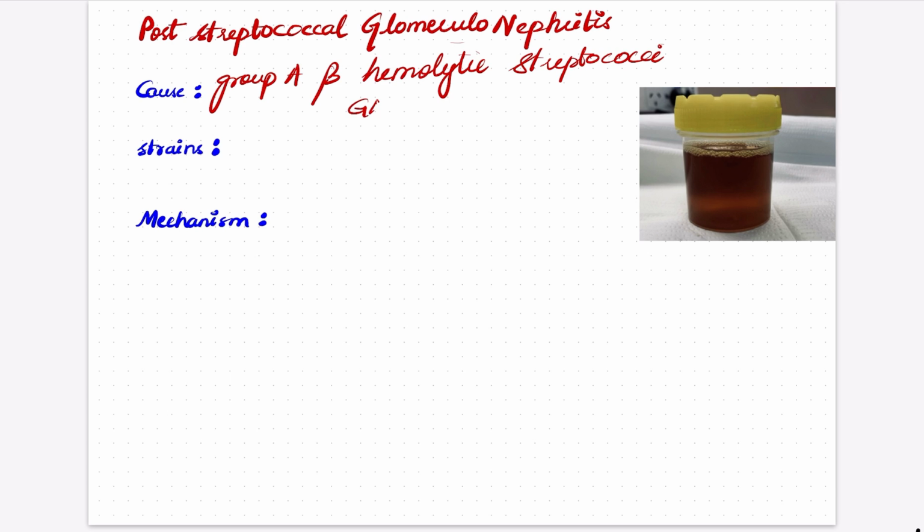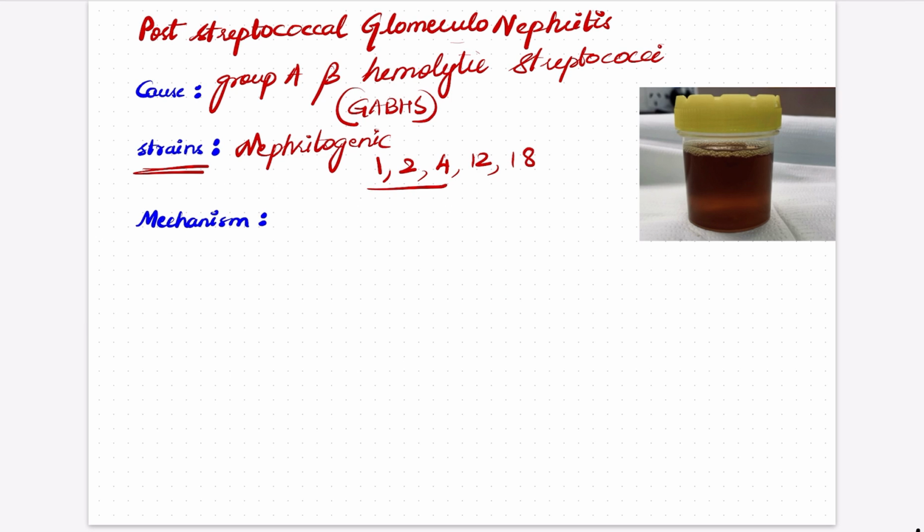So it is also called GAPS. The specific strains of beta hemolytic streptococci that are responsible for the nephritic syndrome are nephritogenic strains. What are the nephritogenic strains? They are 1, 2, 4, 12, and 18. If you can remember 1 to 4, we can remember. And the incubation period for this organism is approximately 1 to 4 weeks.